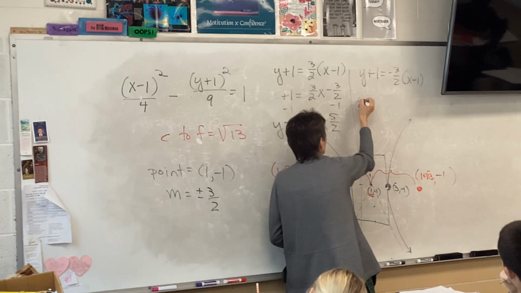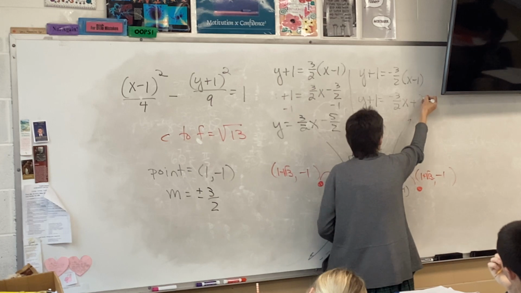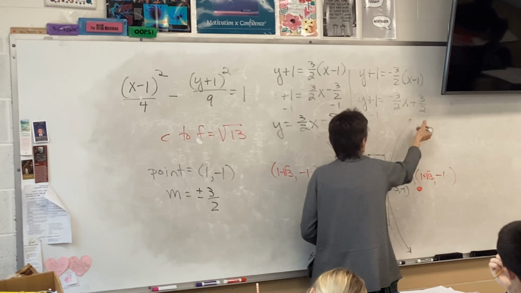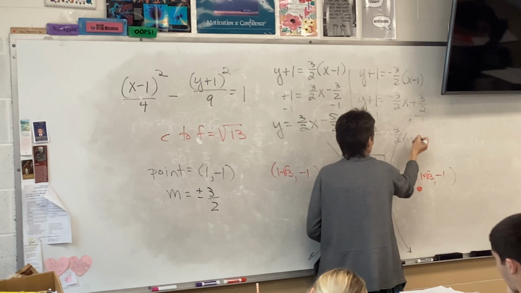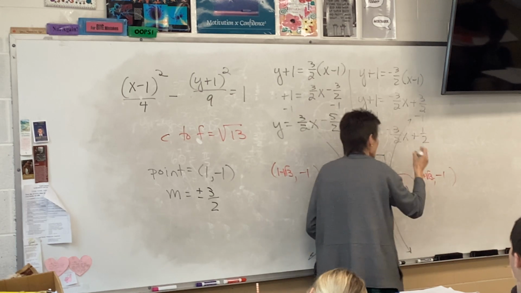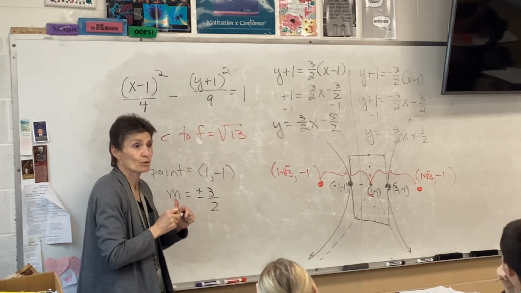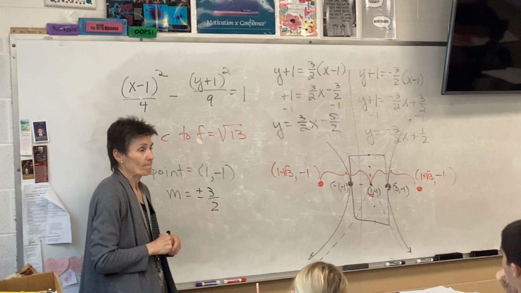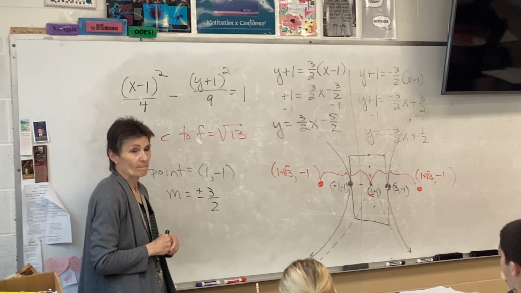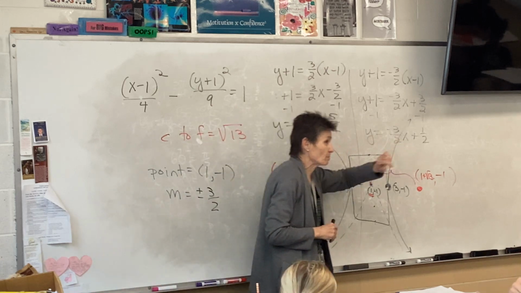And then this one is going to be an entirely different equation. This one's going to be negative 3/2 x plus 1/2. And again, if you can't manage without the calculator, use the calculator to figure it out. Decimals are fine. And those are the equations of your asymptotes.